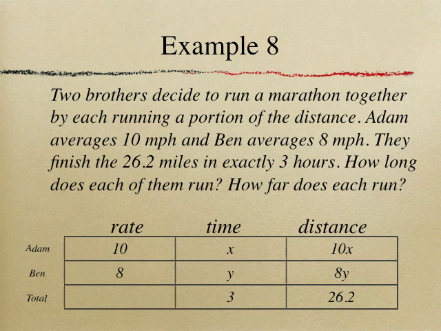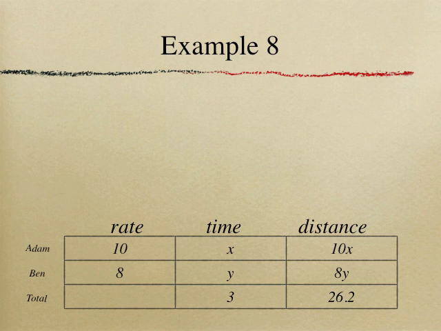So if we look at this, in some ways it looks a little bit more similar to our mixture problems than it does to our uniform motion problems, but they're all very similar. So the first thing we'll have is x plus y is equal to 3. 10x plus 8y is equal to 26.2. So if we think of this, that's saying Adam's time plus Ben's time equals 3 hours. That makes sense. And Adam's distance plus Ben's distance is equal to 26.2. And that also makes sense.